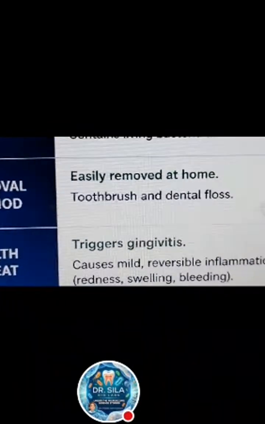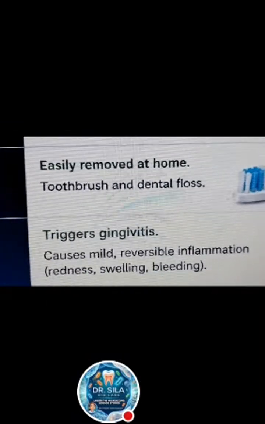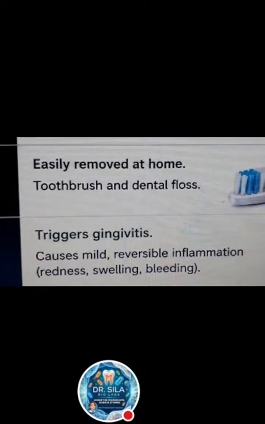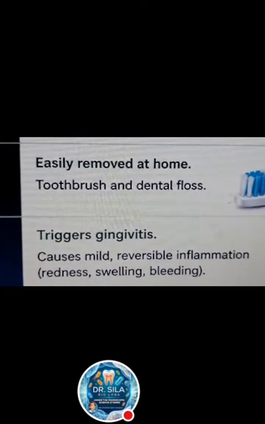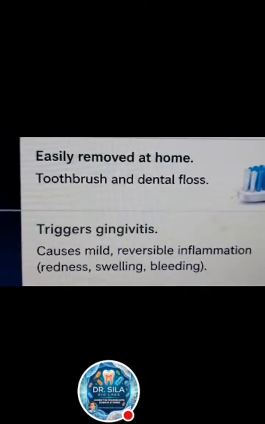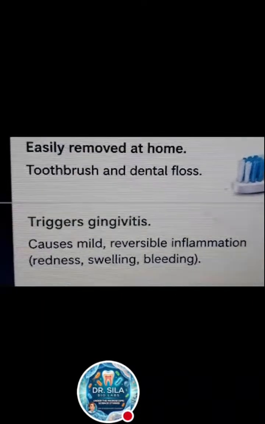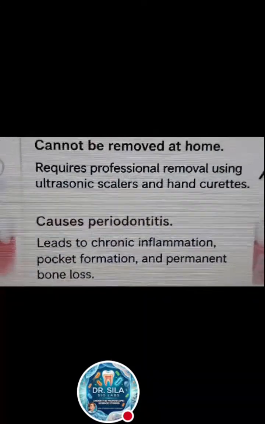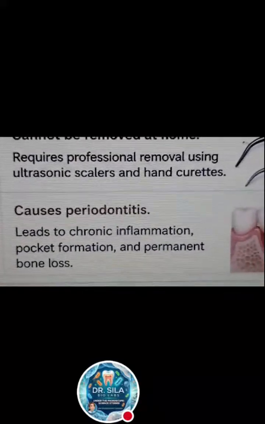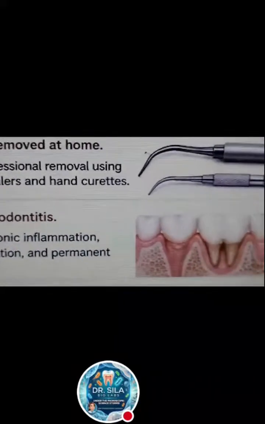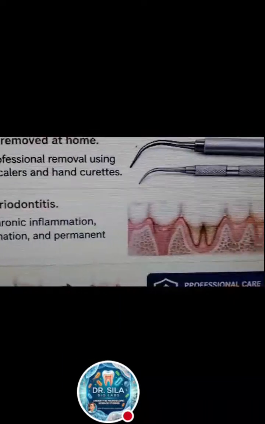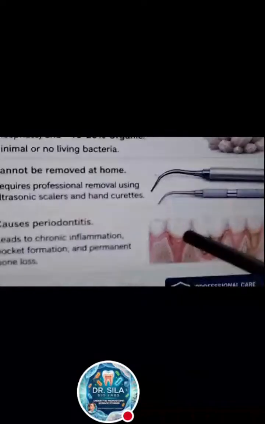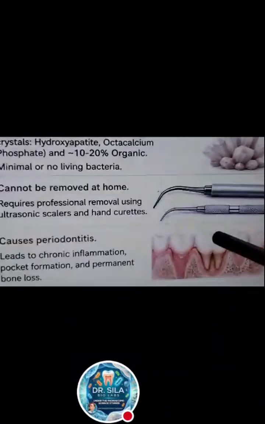Threat: plaque can lead to gingivitis, causing mild, reversible inflammation, redness, swelling, and bleeding. But calculus causes periodontitis, which leads to chronic inflammation, pocket formation, and permanent bone loss. You can see what calculus is doing. Chronic inflammation.